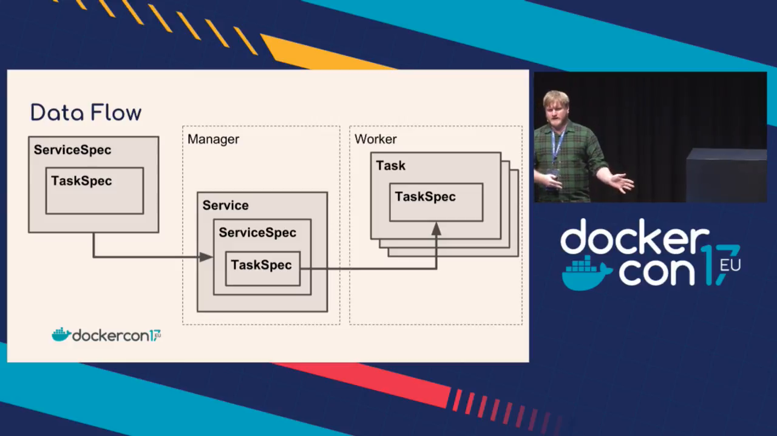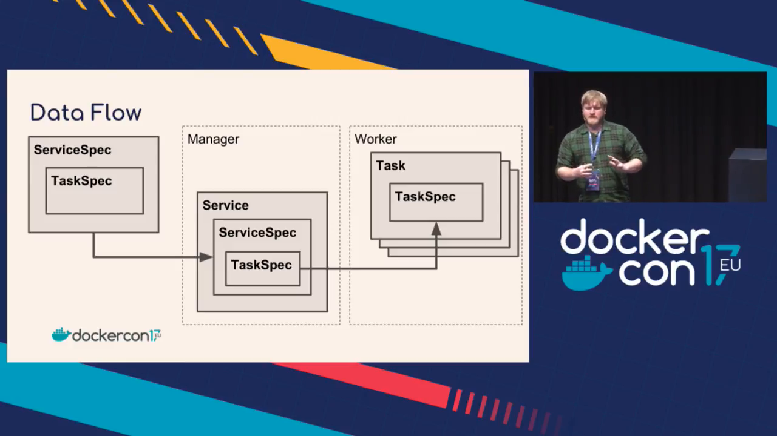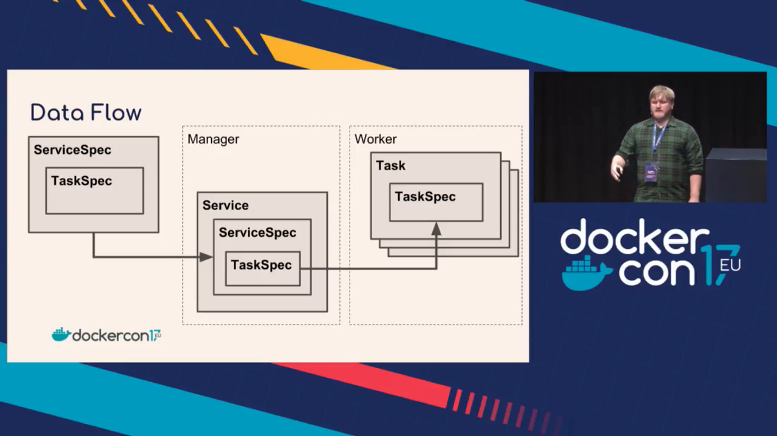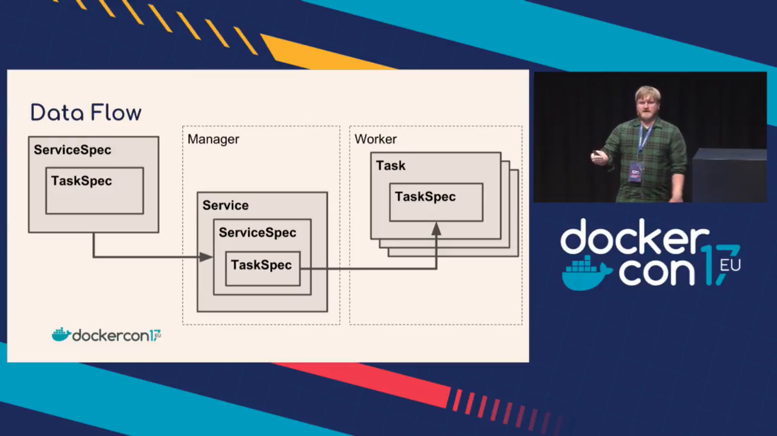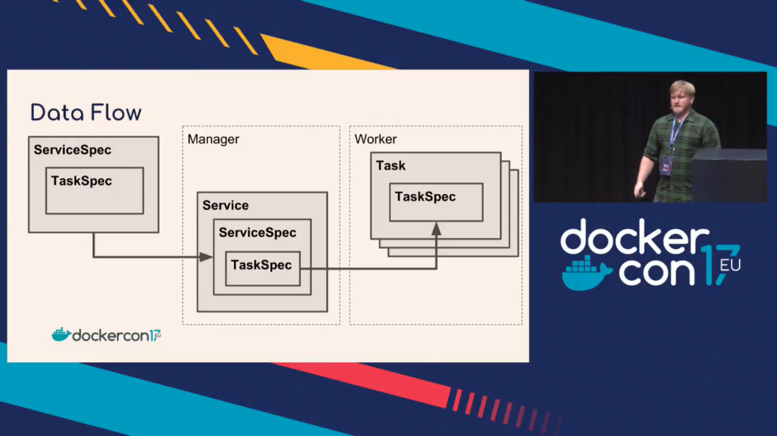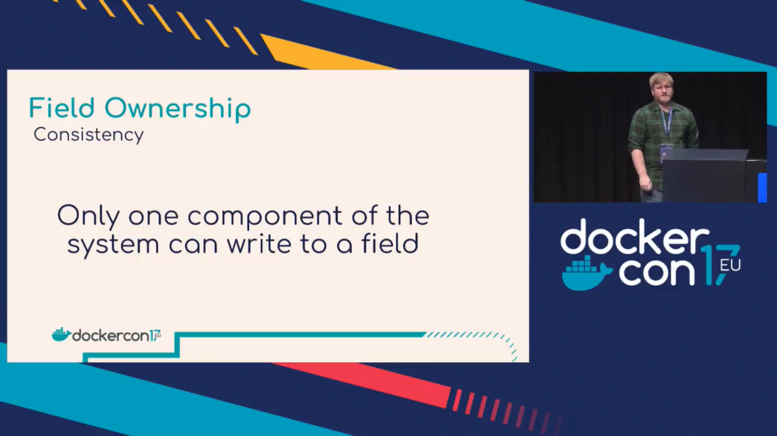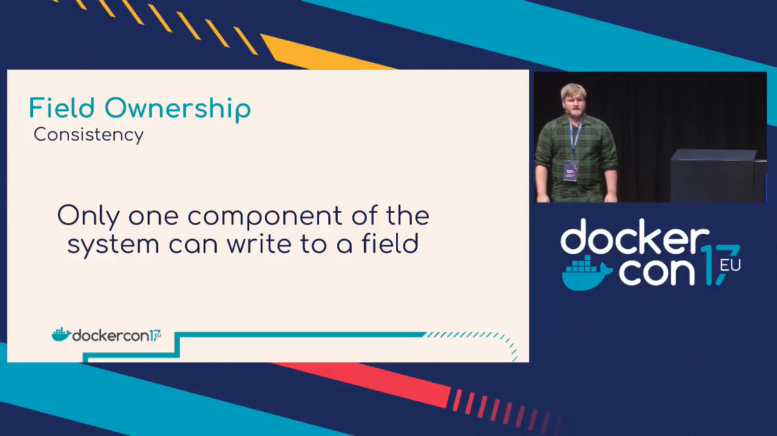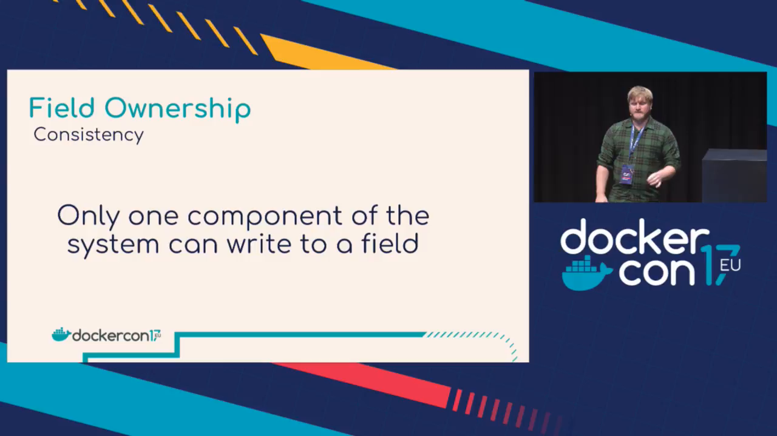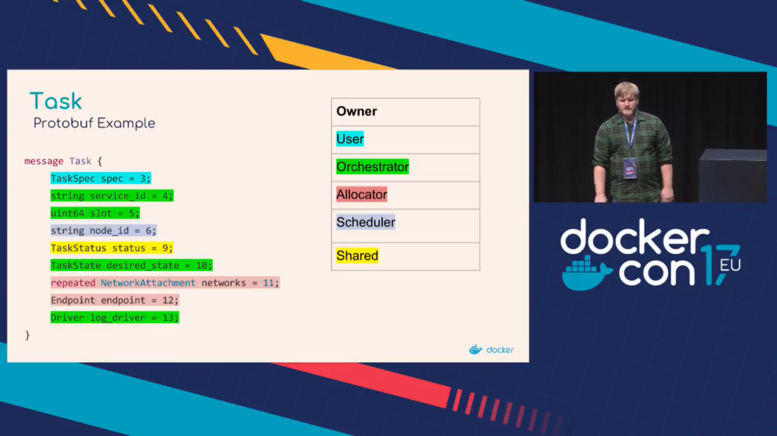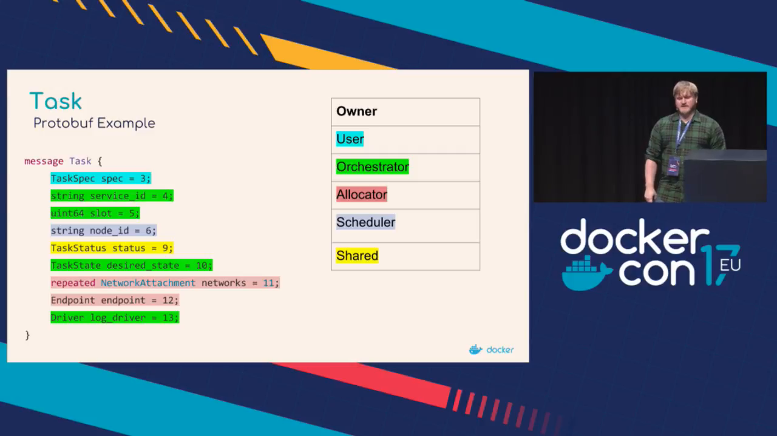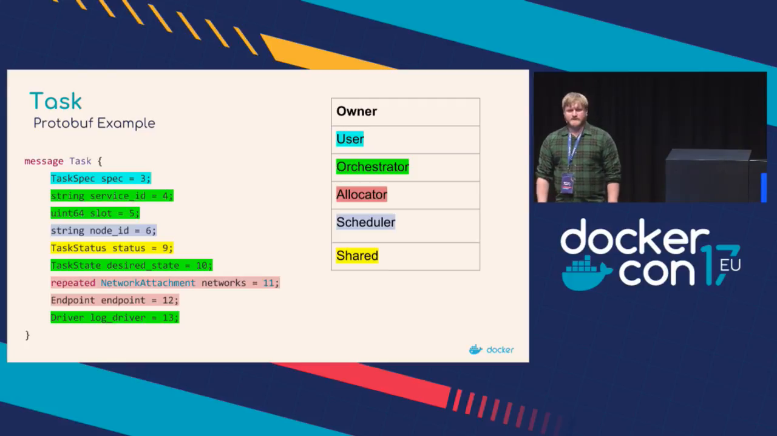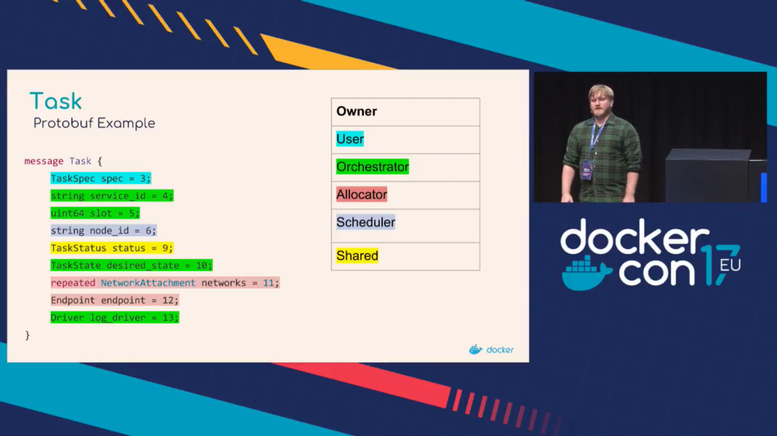That is taken in by the manager, and then we embed that within the service object. Then when we hand down the tasks to a worker within Swarm, that task spec is embedded into a task object, which ends up being owned by the worker itself. Now, field ownership is a really important part of the consistency within SwarmKit. The idea is that only one component of the system can write to a field at a time. What does that mean? This is an eye chart, but look at the colors. The colors are very important. On the left we have the actual message task, and on the right we have the owner of that field.